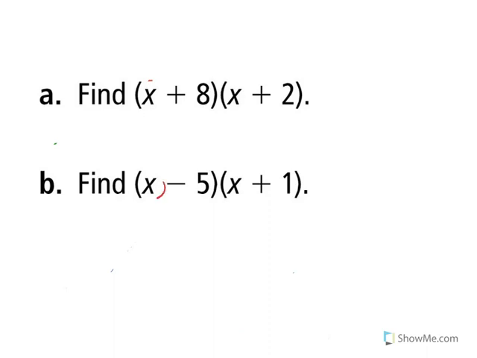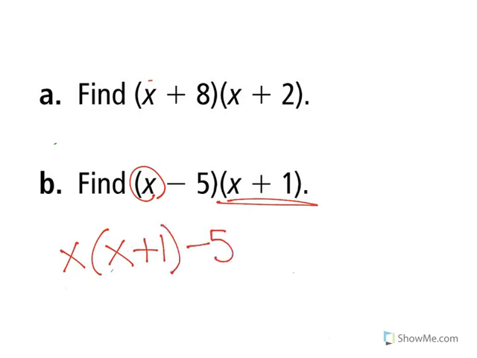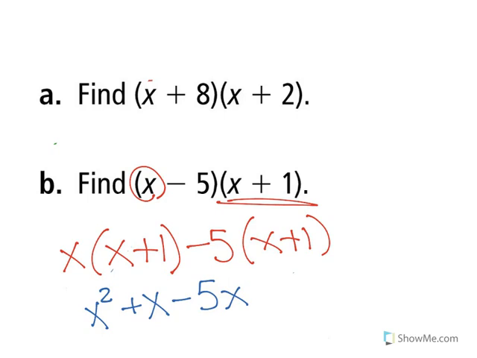So we're going to take our x, multiply it by everything on the other binomial. And then we're going to take our -5 and multiply it by everything. So x times x is still x squared. X times 1 is x, or 1x. You can put the 1 there if you want. And then we're going to move on. So -5 times x is -5x. And -5 times 1 is -5.